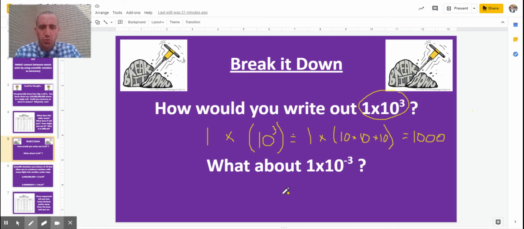All right, so this gets a little trickier, and I don't mean to confuse you guys, but the negative exponent means it's going to be the reciprocal. It's going to be the 1 over 10 times 10 times 10. So it flips it around a little bit. So it's still something similar. It means 1 times the quantity of 1 over 10 times 10 times 10.